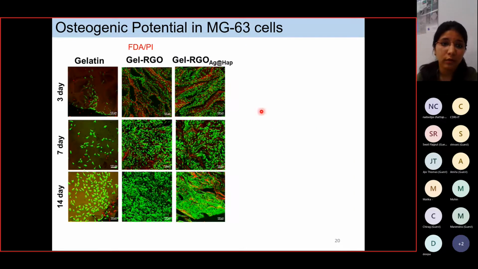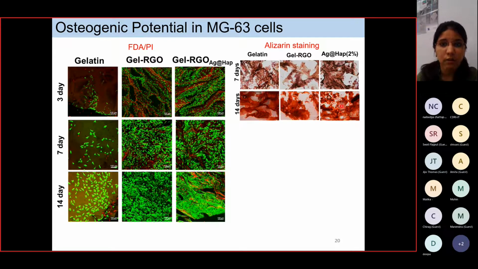Our next study was to carry out the osteogenic potential of these cryogels, and we used MG63 cells initially. We saw that the cells were getting attached on the surfaces, and there was an increase in proliferation as the cells are proliferating. As you can see in the porous networks, the density of the cells has increased significantly.